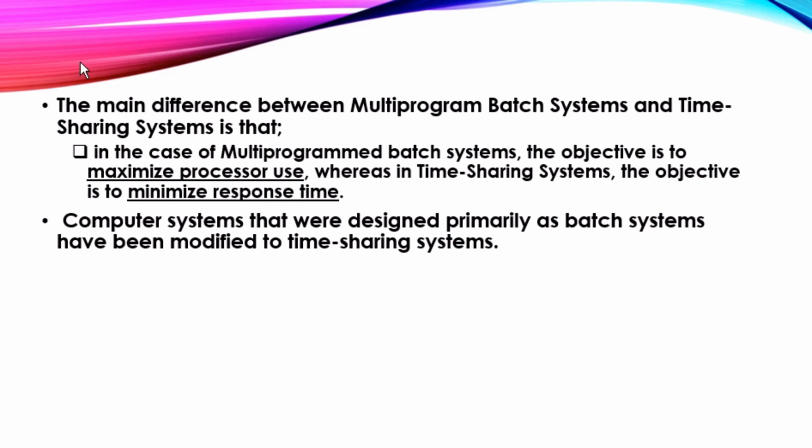Now, the main difference between multiprogram batch systems and time-sharing systems is that in multiprogram batch systems, the objective is to maximize processor use, whereas in time-sharing systems, the objective is to minimize response time. Computer systems that were designed primarily as batch systems have now been modified to time-sharing systems.